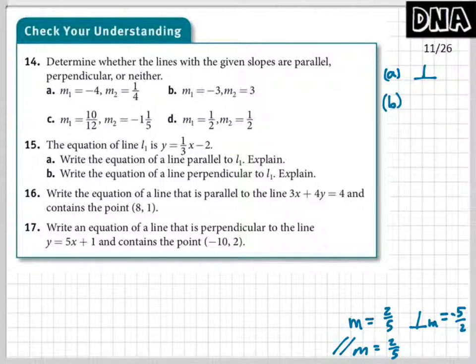B, let's look at B. B is -3 and positive 3. Is that perpendicular? It almost is perpendicular. The sign changed, but did it flip? No, it did not flip, so this is neither.